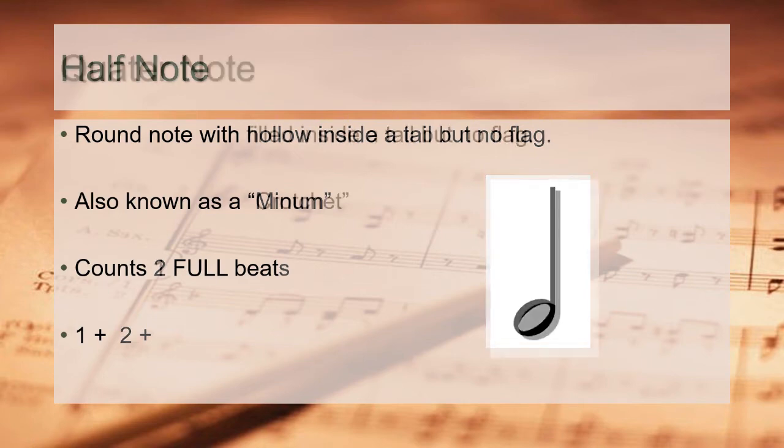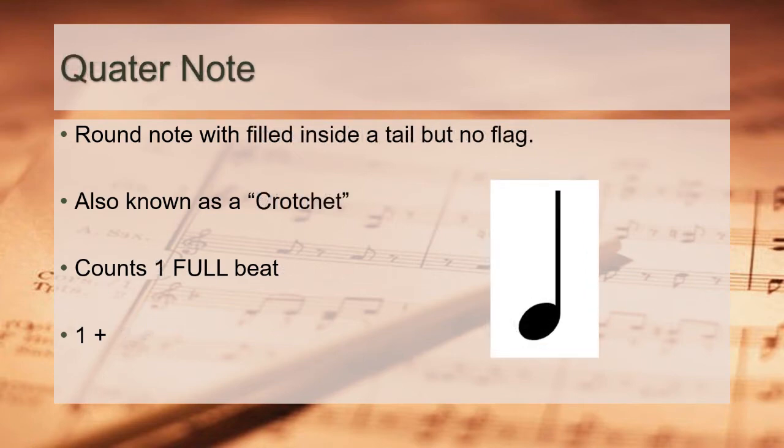Right, next one. That'll be a quarter note, and you'll see the changes now a little bit. This is a round note with a filled inside. So the inside is colored in. It's black. It's not hollow or white anymore. It also has a tail, but it has no flag here. It's also known as a crotchet, I think. I'm not sure of the English pronunciation. And it counts 1 full beat.